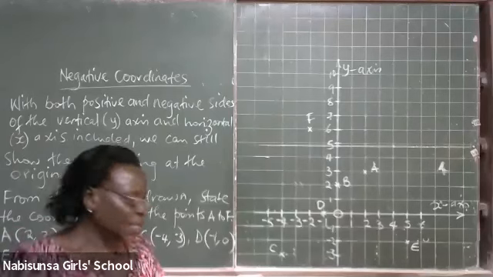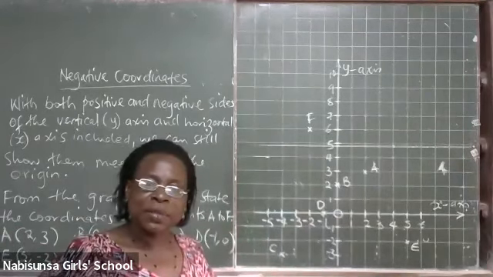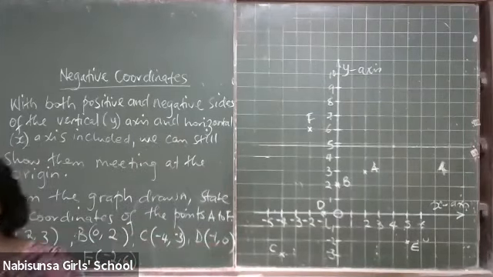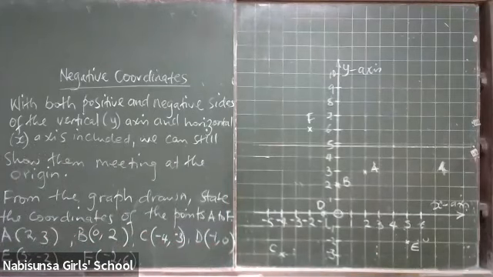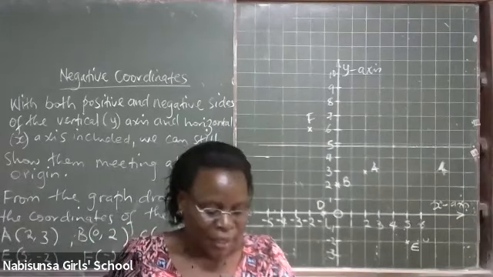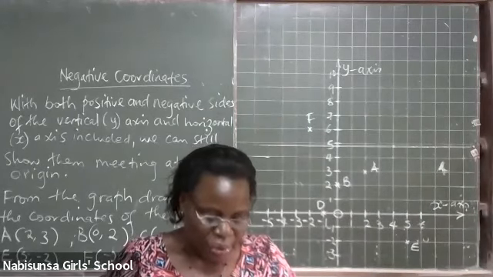So we can see how we can include the negative coordinates as well as the positive coordinates. So that is how we can represent, identify the points on the number line. There is an activity in our book, activity 4.1. Ladies, there is an activity in our book 4.1 which I want you to do.